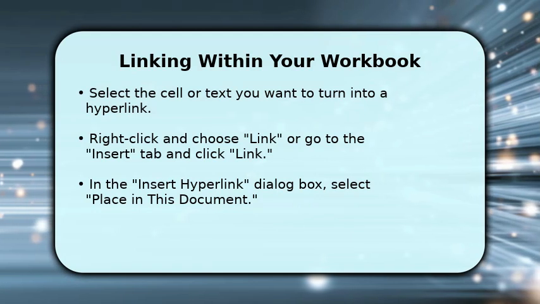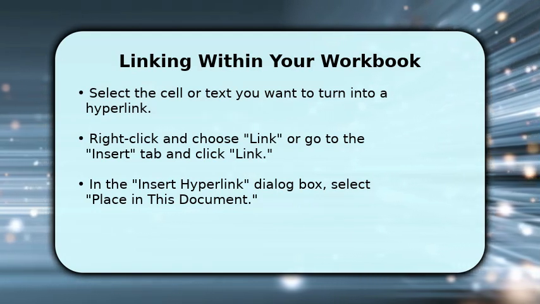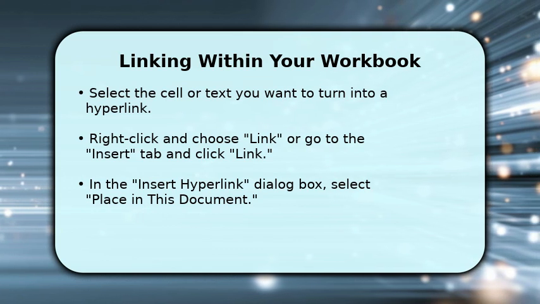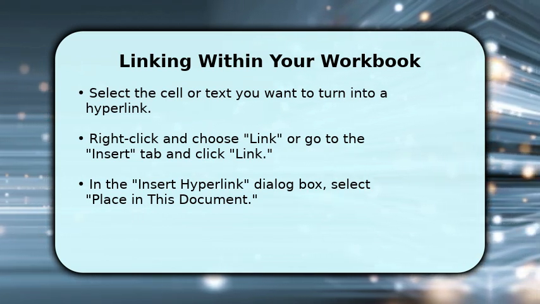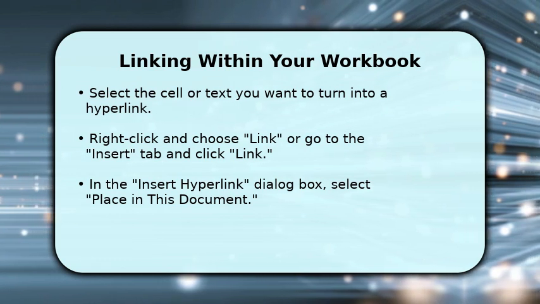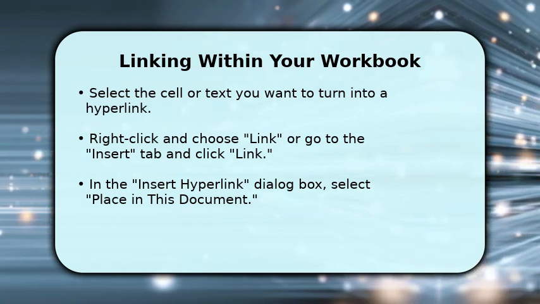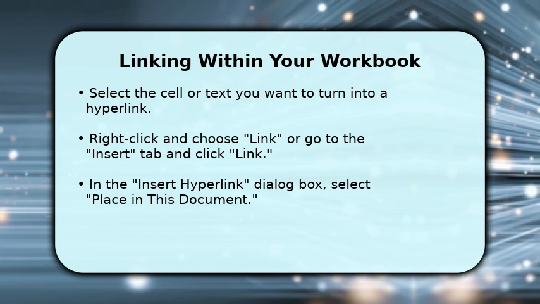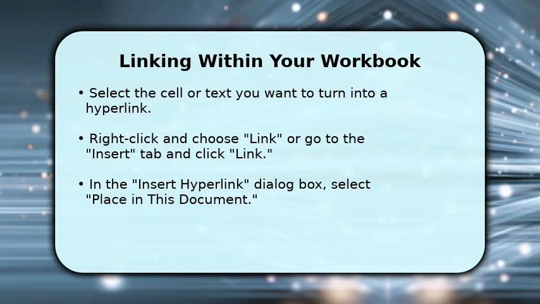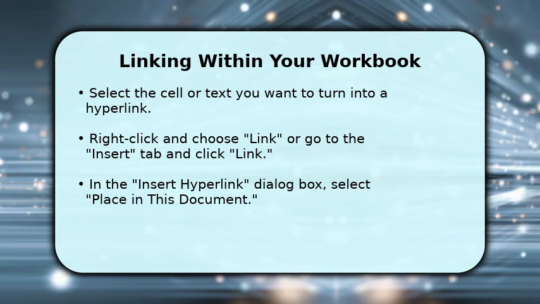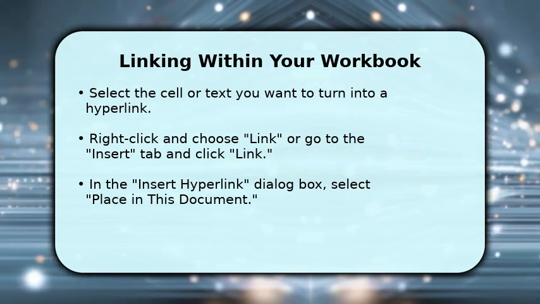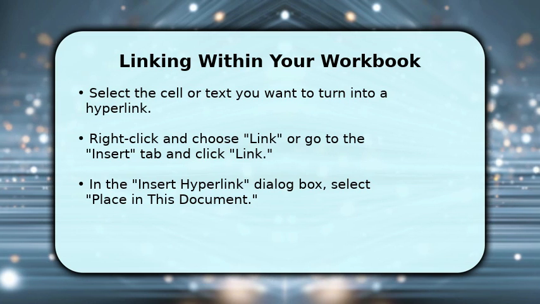To create an internal link, first select the cell or text you wish to hyperlink. Then, right-click and choose Link or navigate to the Insert tab and click Link. In the Insert Hyperlink dialog box, select Place in this document. Here, you can specify the sheet name and the exact cell reference, like Sheet 2, A1. This method is perfect for creating a table of contents or quick navigation points within a single, extensive workbook.